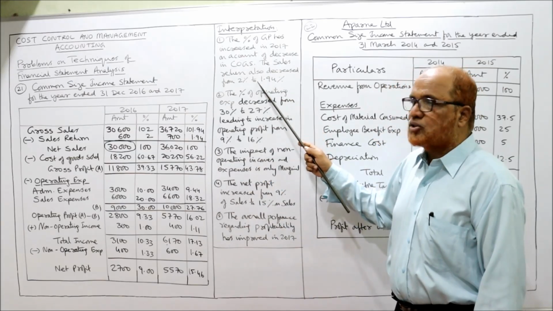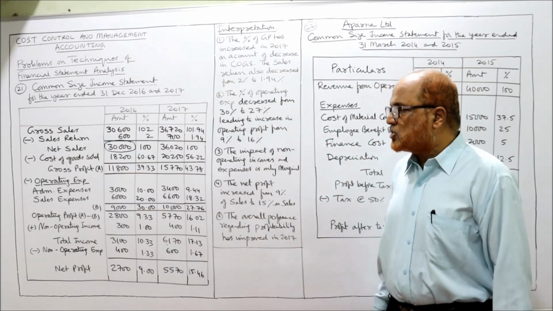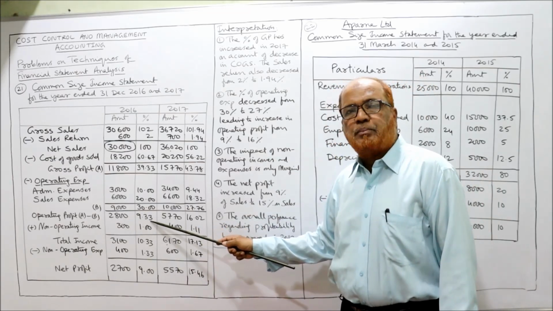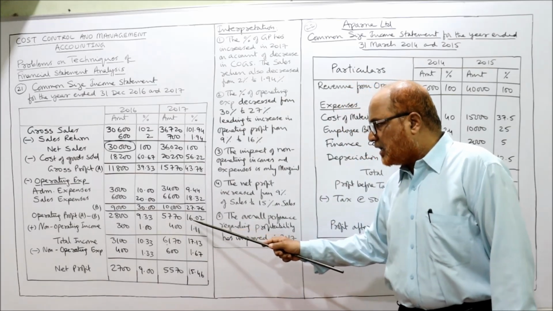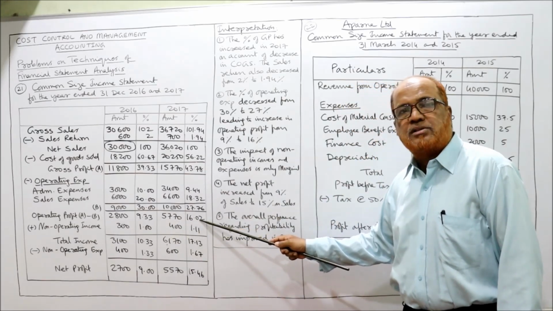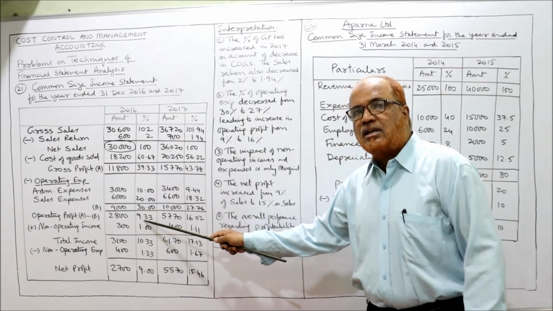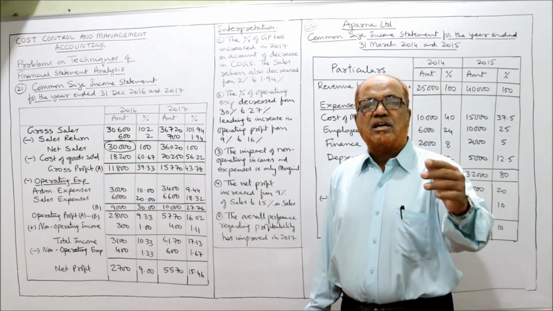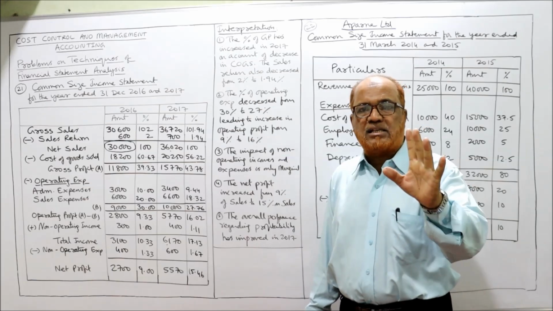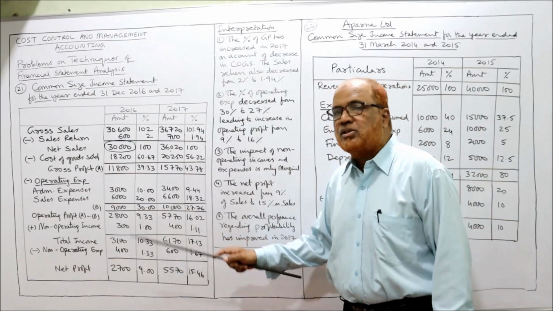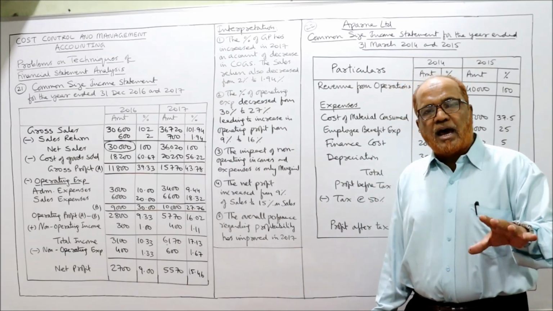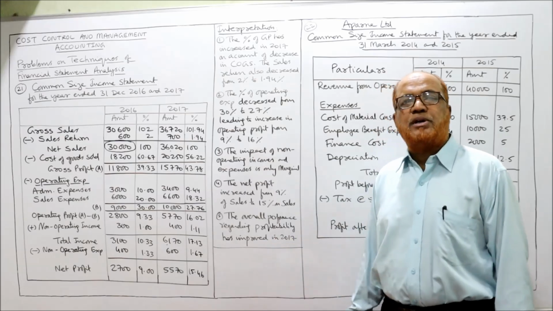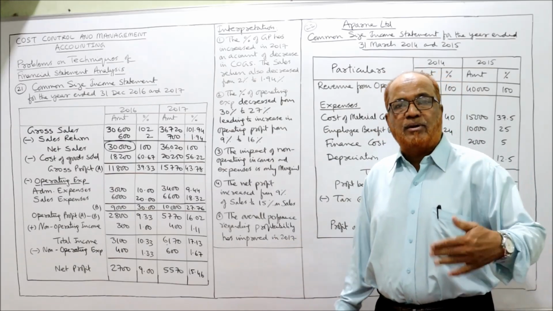Here is the first interpretation. Now second interpretation, operating profit. Operating profit last year was 9.33% of sales. Now current year it has become 16.02%. From 9% it jumped to 16%. Means in last year for every 100 rupees of sales, we were getting 9 rupees of operating profit. And current year for every 100 rupees of sales, we are getting 16 rupees operating profit. That means we have improved.